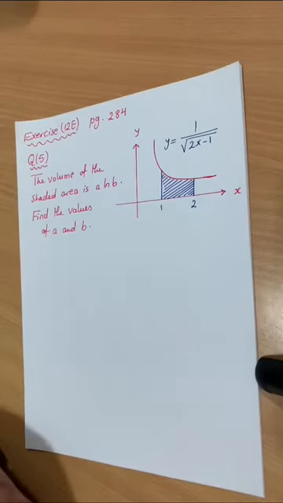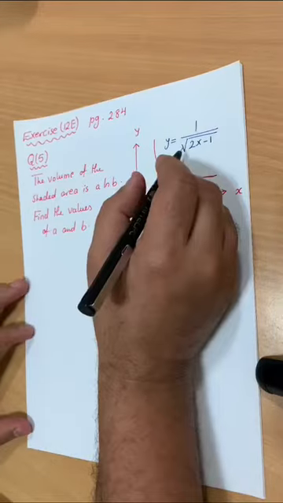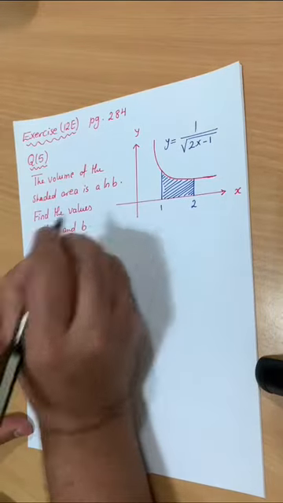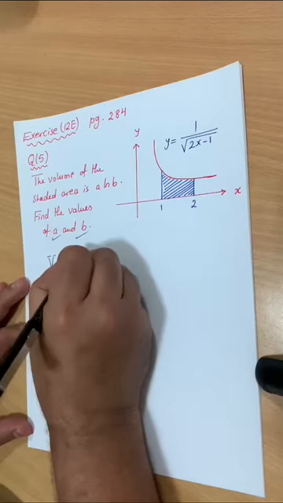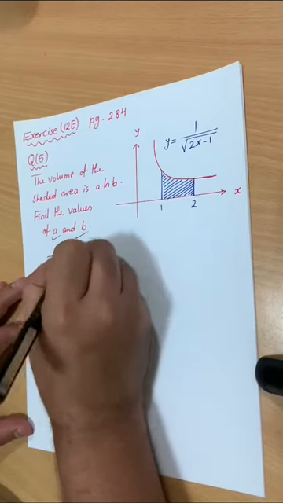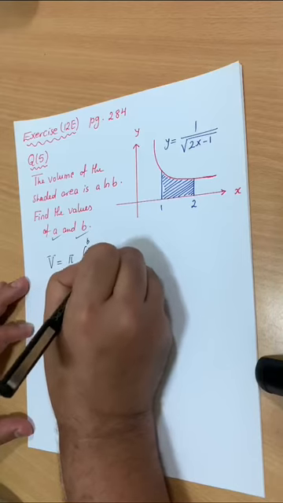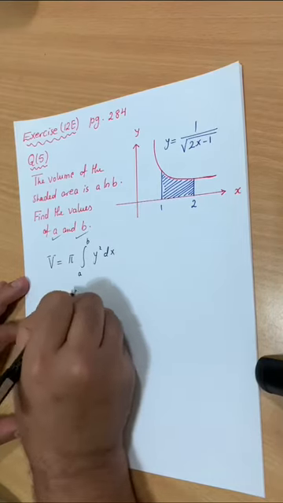Last question from exercise 12e, page 284. Question number 5. The volume of the shaded area is in the form of A ln B. This is the equation of the curve. Find the values of A and B. So we know that volume is the integration from A to B of y squared with respect to x.